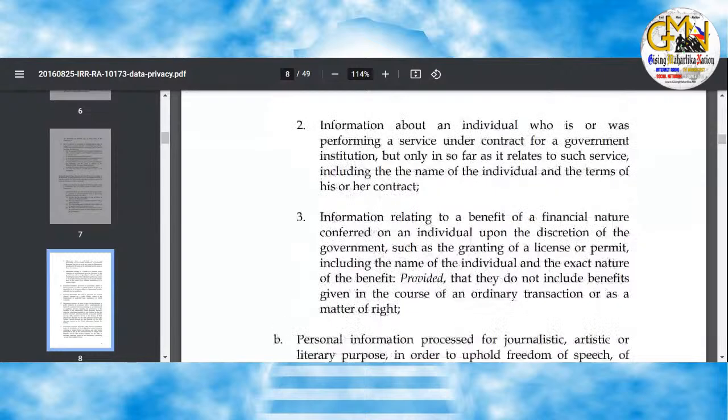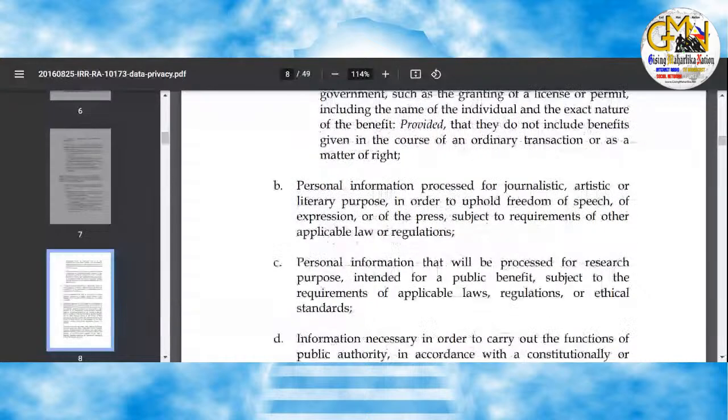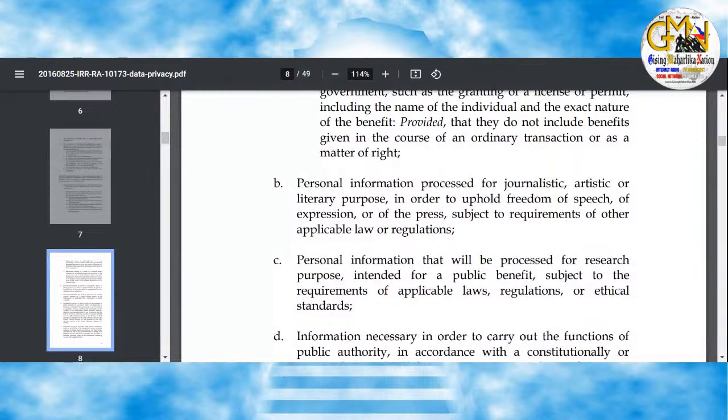Number 3, information relating to a benefit of a financial nature conferred on an individual upon the discretion of the government, such as the granting of license or permit, including the name of the individual and the exact nature of the benefit, provided that they do not include benefits given in the course of an ordinary transaction or as a matter of right. Letter B. Personal information processed for journalistic, artistic, or literary purpose in order to uphold freedom of speech, of expression, or of the press, subject to requirements or other applicable law or regulations.